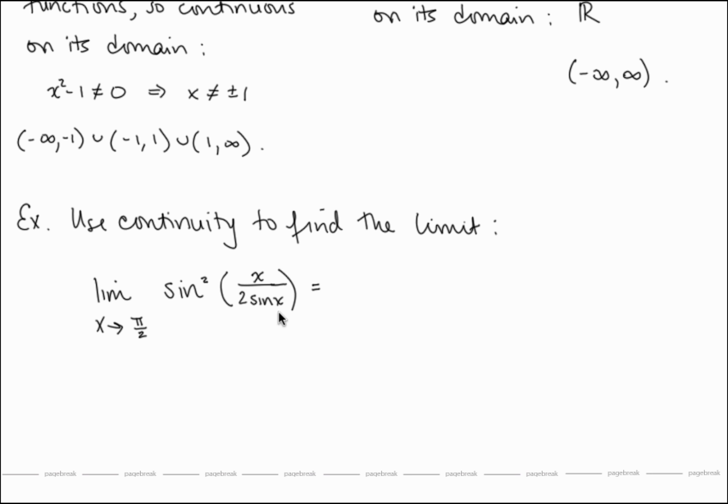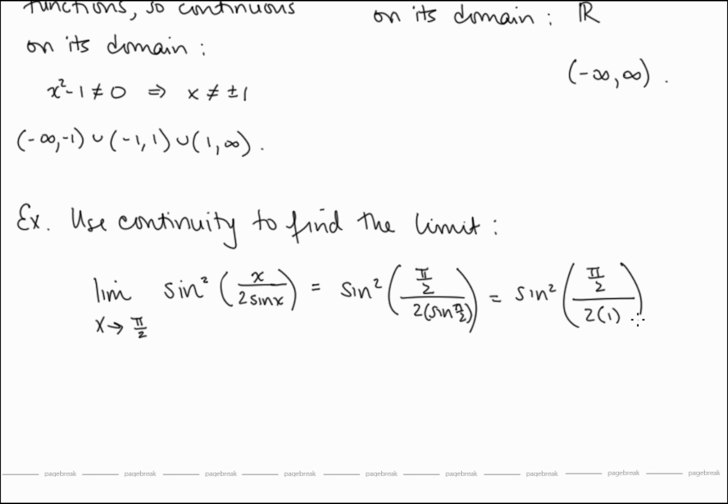So all of that is okay. We know that this function is continuous at x equals pi over 2. So this limit must be equal to the function evaluation at that point. And so this is going to be sine squared of pi over 2 divided by 2 sine pi over 2. So that's sine square of pi over 2 divided by 2 times sine of pi over 2 is 1, so this is 2 times 1.